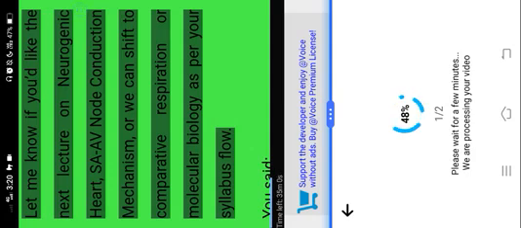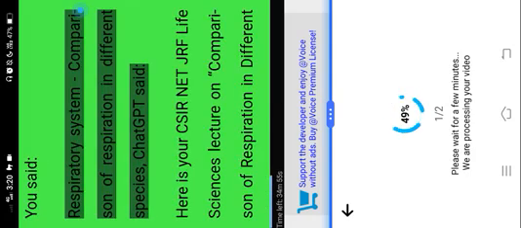Let me know if you'd like the next lecture on neurogenic heart, SA AV node conduction mechanism, or we can shift to comparative respiration or molecular biology as per your syllabus flow. You said: Respiratory system. Comparison of respiration in different species. ChatGPT said.